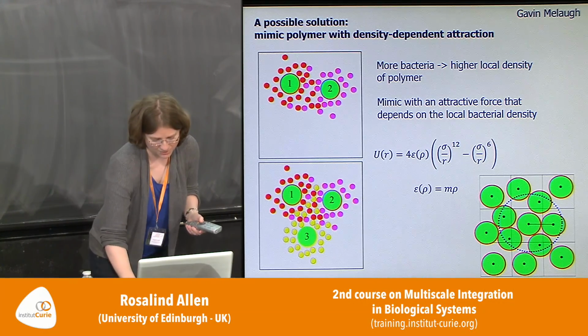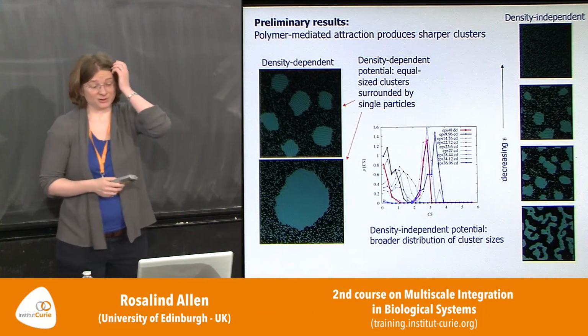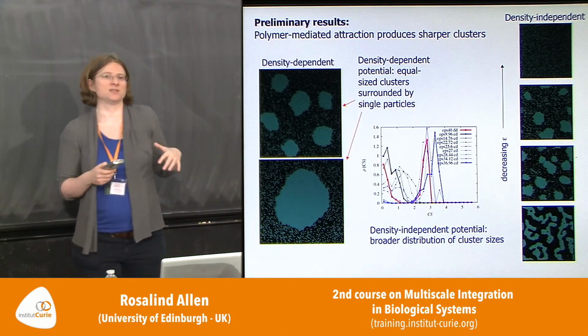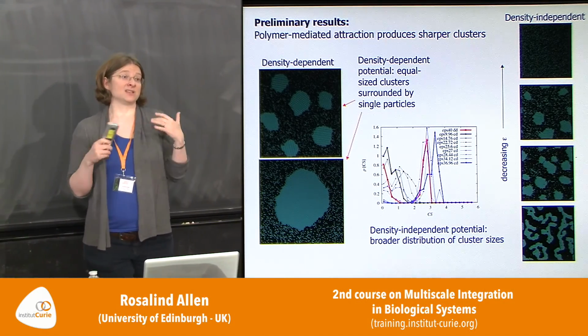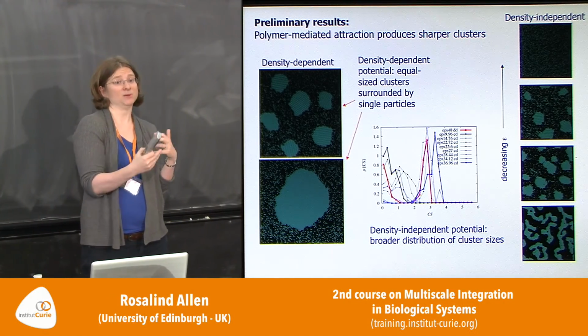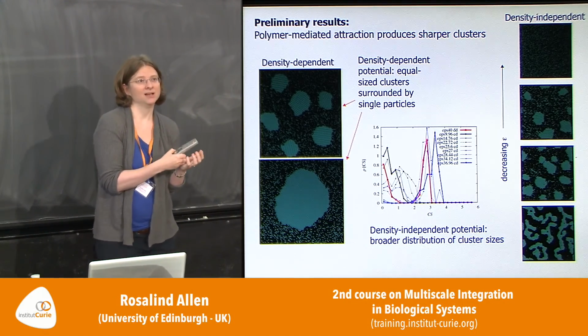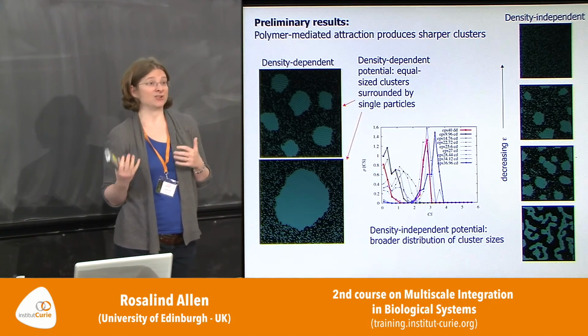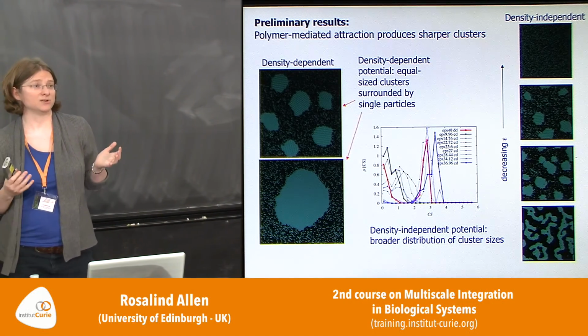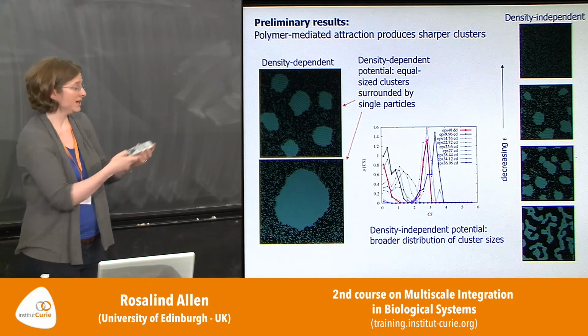So it's pretty simple. And this is really preliminary work, so we don't have a definitive answer to what happens. But what Gavin's been doing is comparing the physics of a system where you have aggregation driven by this density-dependent interaction mimicking polymer-producing bacteria, compared to a situation where you have attractive interactions but it's not density-dependent, which is actually, everybody knows about that, it's a Lennard-Jones system.